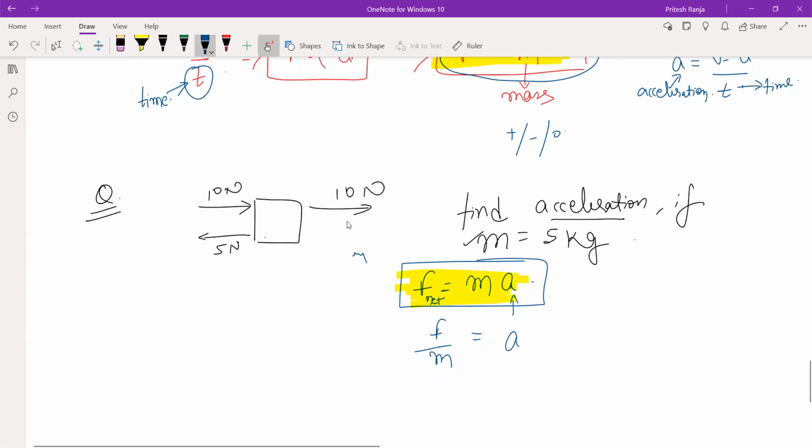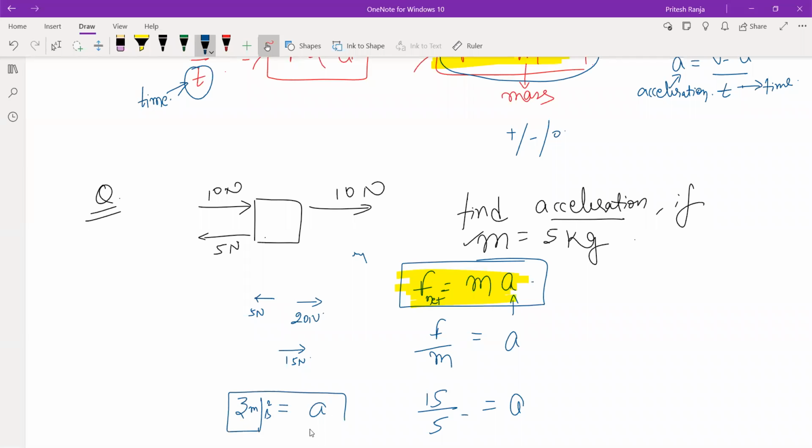So what is the net force here? Look, in total, how much force is acting in the right direction? 20 Newton. In the left direction, 5 Newton. So what will be the net force? 15 Newton in the right direction. Yes. So what will be the acceleration? 15 by mass 5. So you will get acceleration as 3 meters per second squared. And this is our answer.